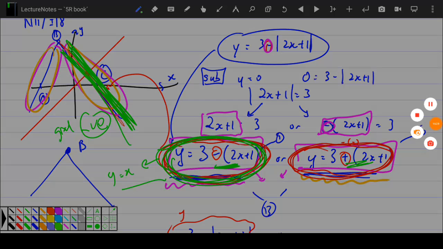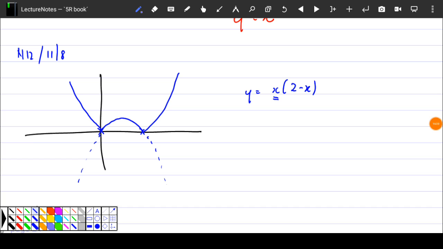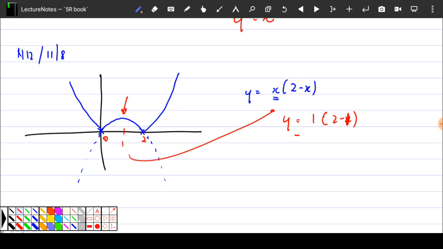Okay, I pause the video. Alright, how to find this point? Since this is the maximum point, I know this is 0, this is 2, this must be 1. I put 1 inside, I will have y equals to 1 bracket 2 minus 1. So this is 1. So which means this is 1, 1.